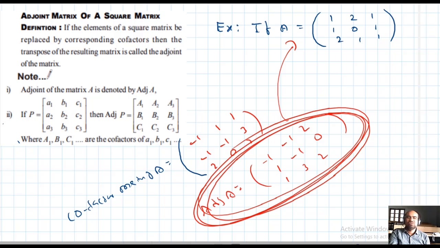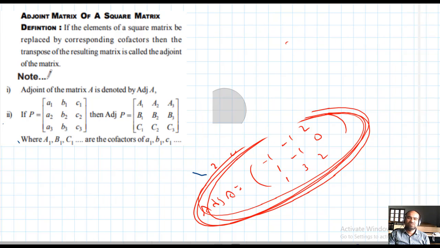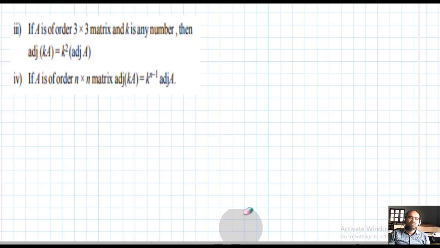Okay students, in this way you can find an adjoint matrix. Some important notes are given. These are not all important actually.